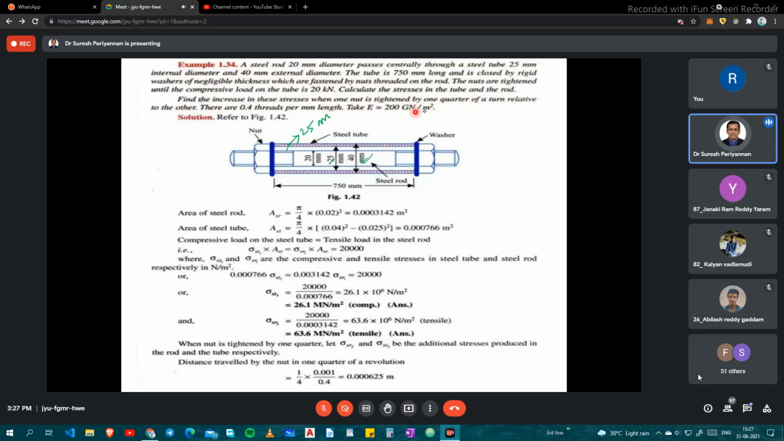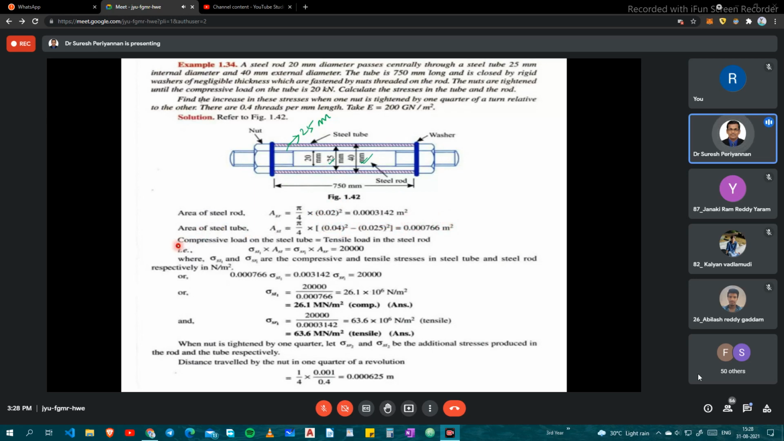Now see that the material property is given. Young's modulus is equal to 200 GPa. The area of the rod is pi by 4 into 0.02 squared, converted into meters, in terms of square meters. For the area of the steel tube, they have given the internal and outer diameters, so we can find the area of the tube.